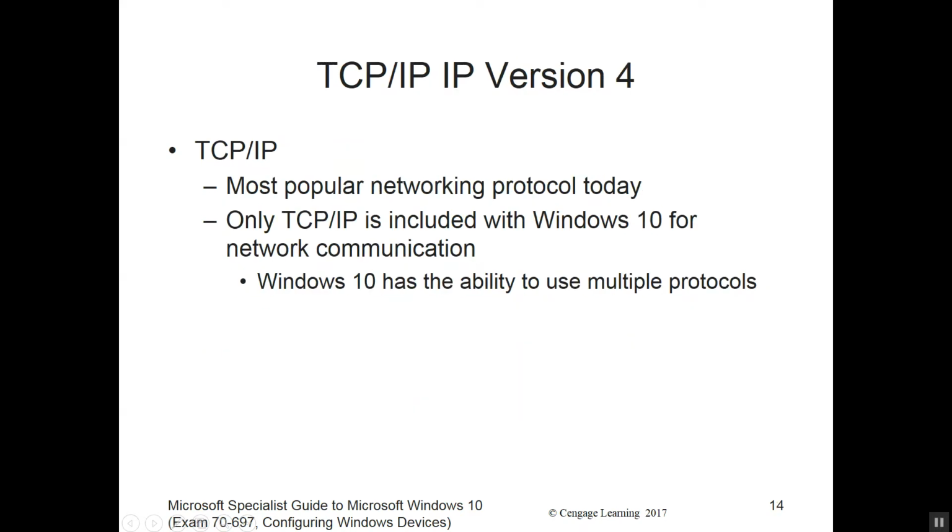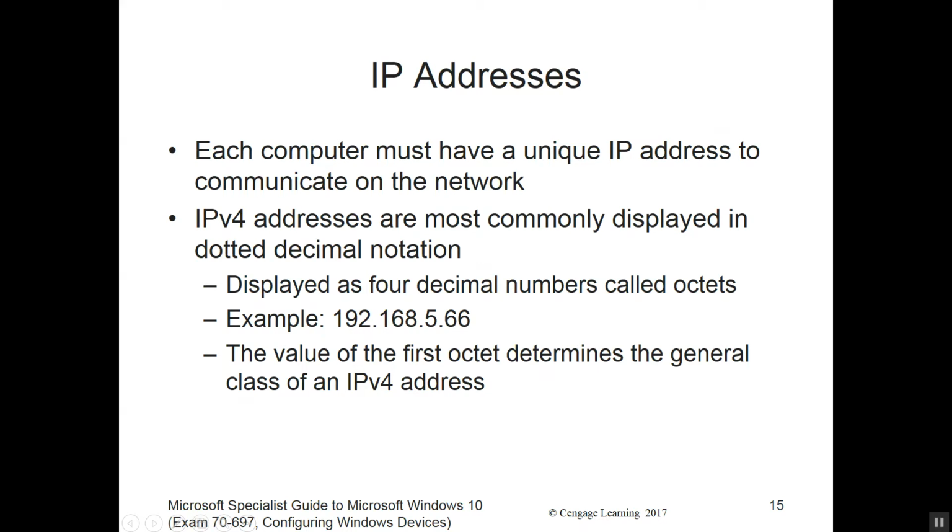TCP/IP is the most popular networking protocol today, and version 4 is the standard. Now, version 6 has been adopted for many years, but we haven't all migrated over to version 6. Only TCP/IP is included with Windows 10 for network communication. Windows 10 has the ability to use multiple protocols. Each computer must have a unique IP address to communicate on the network.